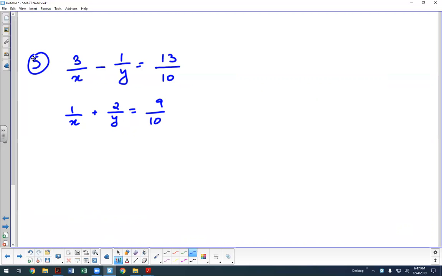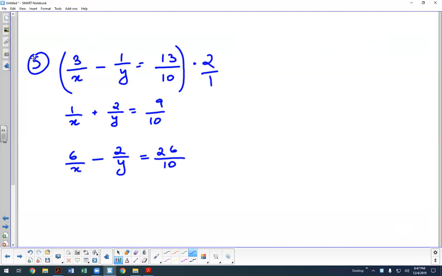So for that, we're actually going to take our first equation and again, multiply it by 2. If it helps you when we're working with fractions, you can think of that as 2 over 1. Okay? So basically, we're multiplying by 2. So 3 times 2 will give us 6 over x, minus 1 times 2 is 2, so that's 2 over y, equals 13 times 2 will be, yeah, very good, 26 over 10.